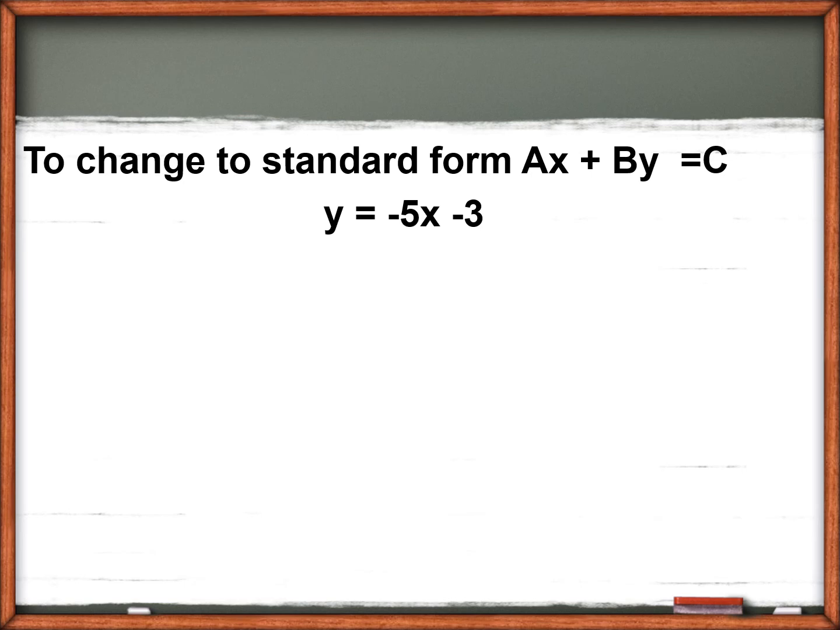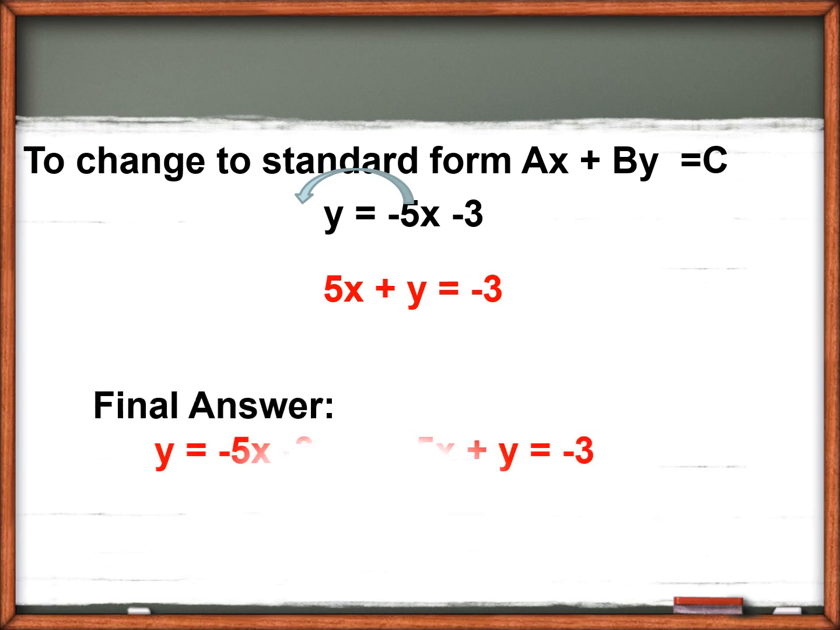Applying that in our equation a while ago, we will transpose negative 5x on the left side. So it will become 5x plus y equals negative 3. Therefore, our final answer could be y equals negative 5x minus 3 or 5x plus y equals negative 3.